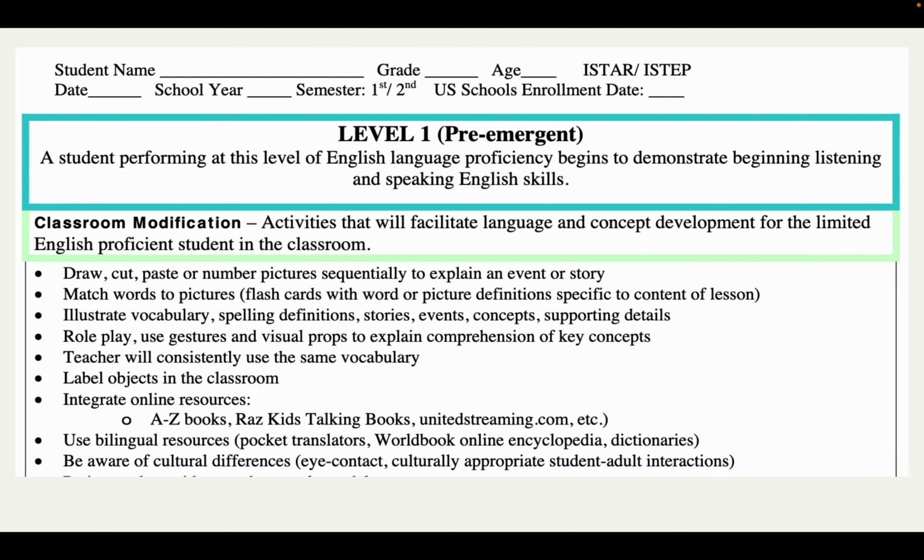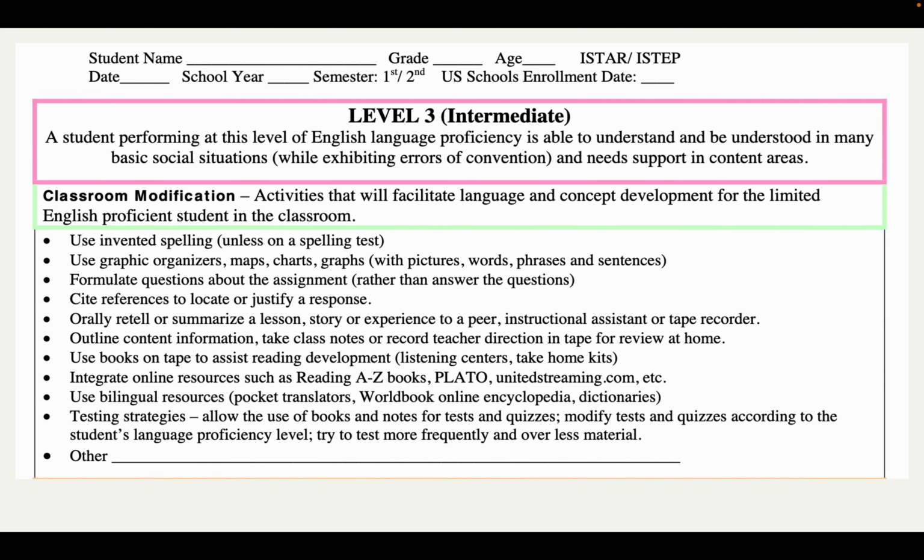Here's an ILP for a level 1 or pre-emergent learner. We can see here that the ILP specifies adaptations to the classroom as well as assistive technology that the student is entitled to. Here's another ILP for a level 3 or intermediate learner, just to illustrate how those modifications might look for a different level.